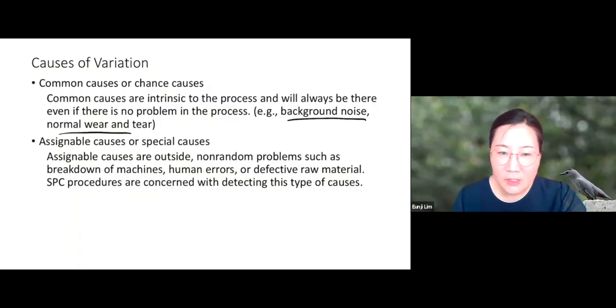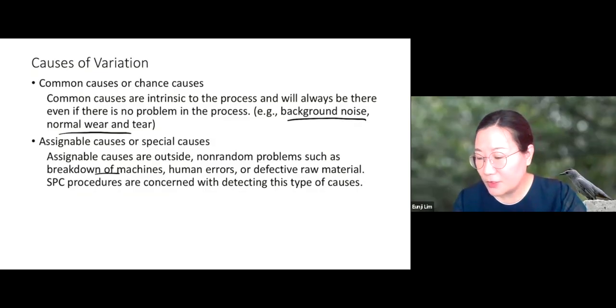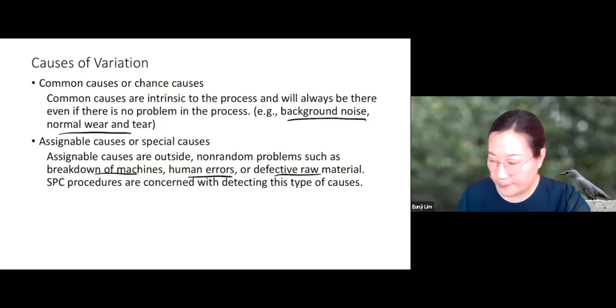The second type of causes are called assignable causes. They are also called special causes. Assignable causes are outside, non-random problems, such as breakdown of machines, human errors, or defective raw material. Statistical process control procedures are concerned with detecting this type of causes.